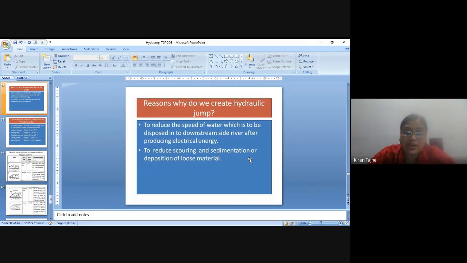So there are two reasons that we have already discussed: to reduce the speed of the water which is to be disposed into the downstream side of the river after producing electrical energy, and to reduce the scouring and sedimentation or deposition of loose material from the channel.